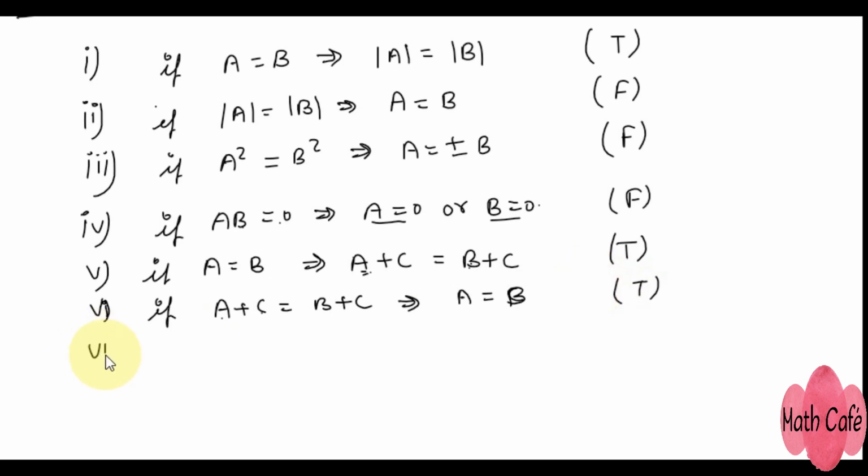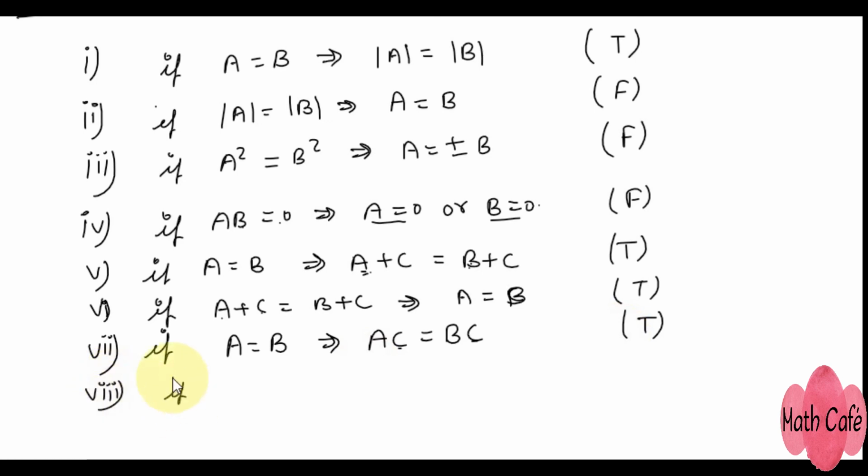So in the seventh part, it is given that if two matrices are equal, if A equals B, and you multiply by any matrix C, then AC will be equal to BC. So this statement is true. We can either post-multiply or pre-multiply by any matrix on both sides. So this statement is true.